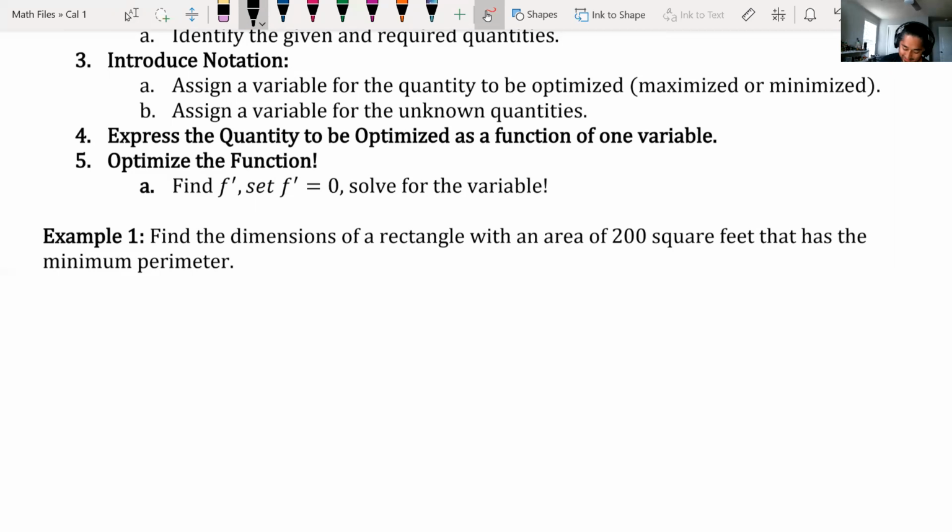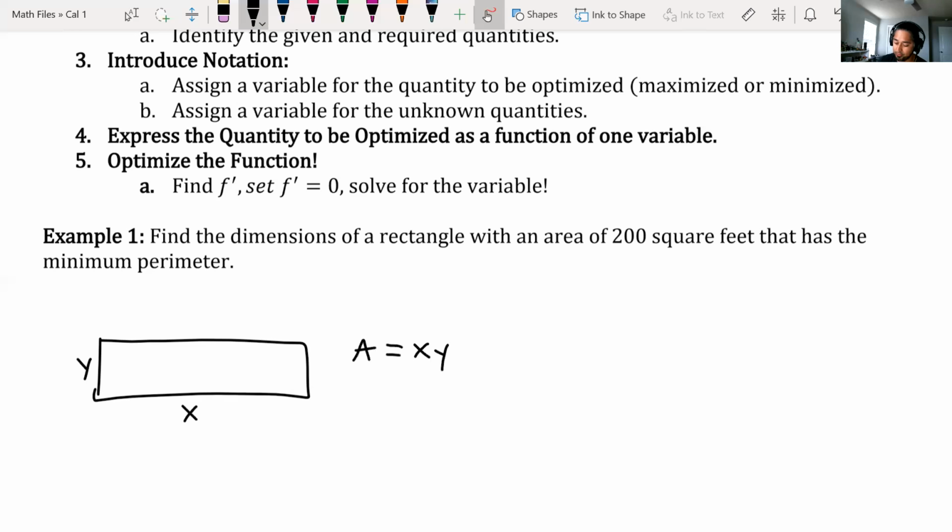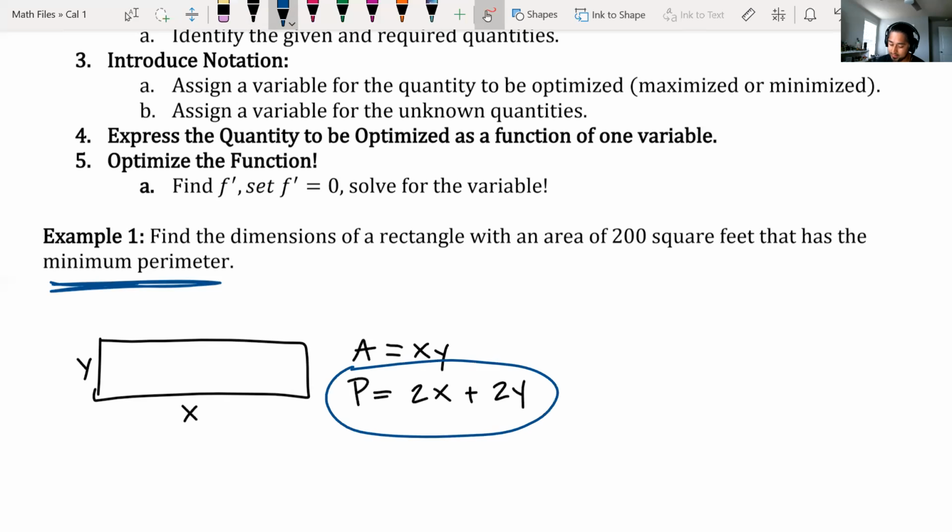All right. So here's a rectangle, and I'll just label the width y and the length x. Okay. So this says that we have a rectangle with an area of 200 square feet, and it has the minimum perimeter. So we know that the area of a rectangle is x times y, and we know the perimeter of a rectangle is 2x plus 2y. And our goal here is to minimize the perimeter. So we need to minimize this function, this formula.